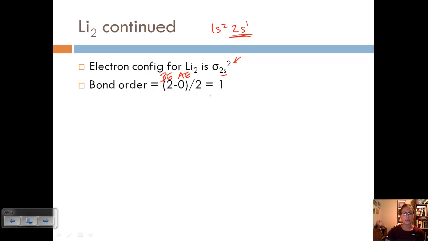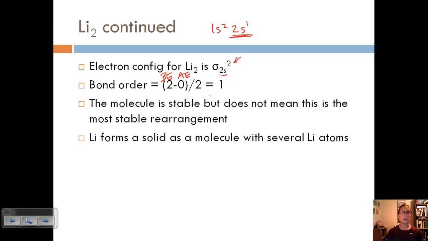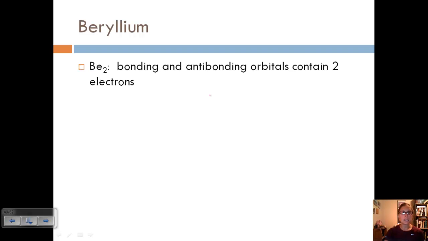That's a pretty high bond order, so Li2 is stable, but it doesn't mean that this is the most stable arrangement. Lithium forms a solid as a molecule with several lithium atoms, so more than 2, and that is the most stable arrangement. Okay, let's look at beryllium.